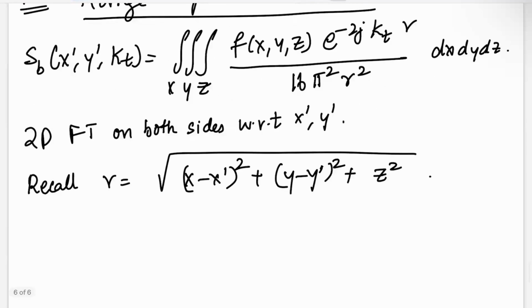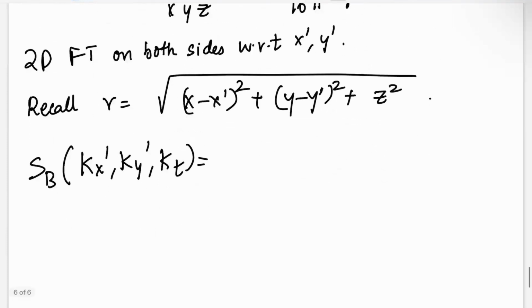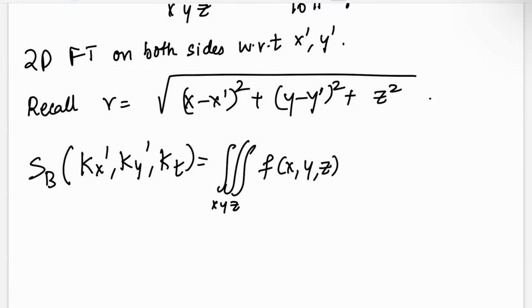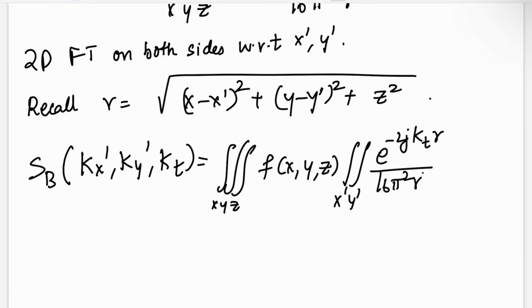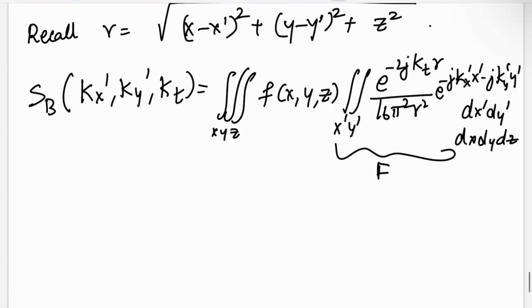Okay, so when I take the 2D Fourier transform on the left, we get the same capital S B of kx prime, ky prime, kt, and that is equal to the triple integral over x, y, z. I'm pulling the Fourier transform integral inside because f of x, y, z doesn't depend on x prime and y prime. Then we have the double integral over x prime, y prime, which is the Fourier transform integral, e to the minus 2 j k t r over 16 pi squared r squared, e to the minus j kx prime x prime minus j ky prime y prime, dx prime dy prime dx dy dz. Right, so this is exactly the Fourier transform that we applied.